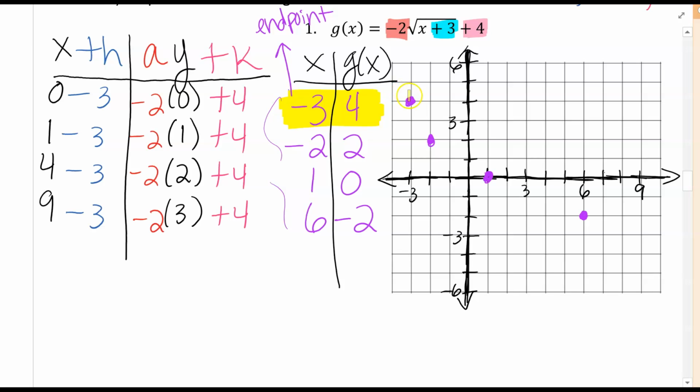Again, this -3, 4 is my end point, so that has to stay as an end point. Do not draw an arrow on that side. Just start the curve from that point. Curve downwards. And then on the other side is where you draw the arrow. Okay? And then this is the function g of x, so I'm just going to label it g of x.